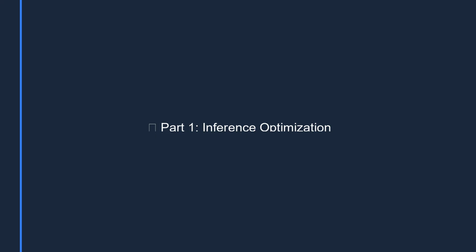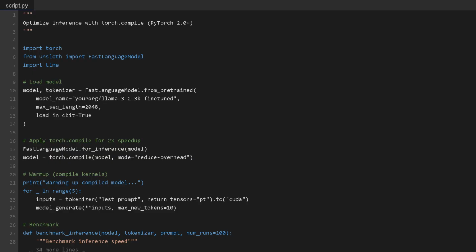Part 1. Inference Optimization. The first optimization tool is torch.compile, PyTorch 2.0's built-in graph compiler. Here's the mental model. Every time your model runs a forward pass, PyTorch normally executes operations one at a time in eager mode. Torch.compile analyzes the entire computation graph up front and fuses operations together, eliminating redundant memory transfers and kernel launches. The reduce overhead mode is specifically tuned for inference, where the graph is stable and predictable.